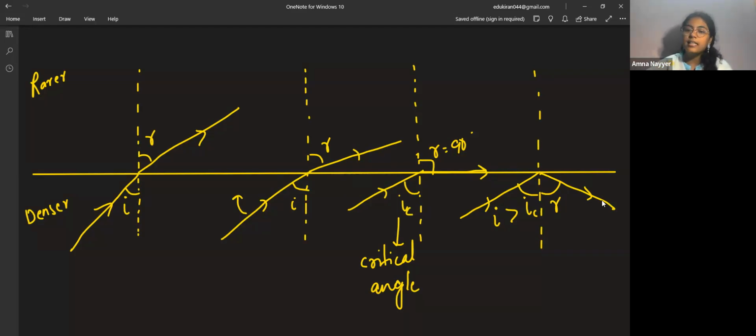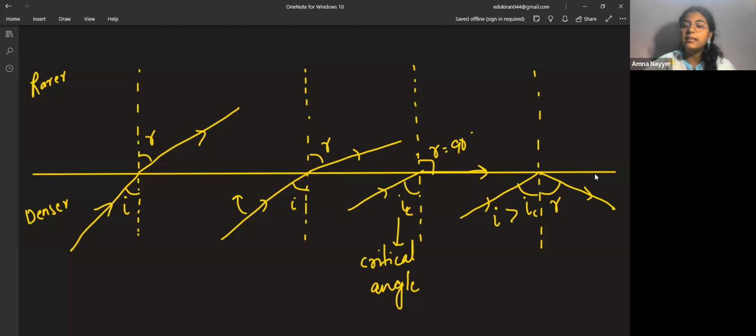This angle is equal to this. All the laws of reflection are followed. So can you see? It is totally internally getting reflected. This was actually refraction which was occurring. Now what is happening? Internal reflection is occurring. This phenomenon is known as total internal reflection.